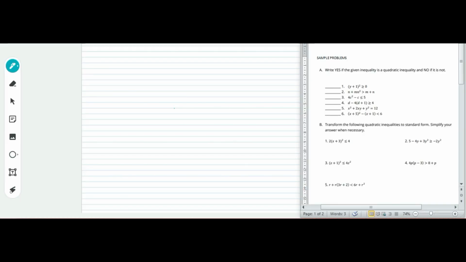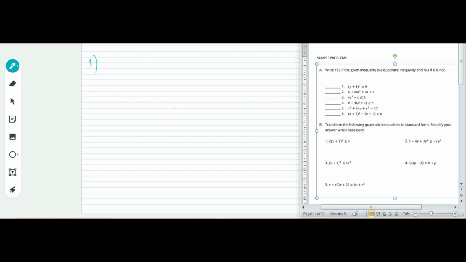More examples about quadratic inequalities is, for example, letter A. Let's answer some questions here. Letter A, write yes if the given inequality is a quadratic inequality and no if it's not. It's very easy to identify lang naman kasi what you need to do is you have to check if it's quadratic. How do you know if it's quadratic? Then it's in the second degree. And how do you know that it's a quadratic inequality? It's aside from being in the second degree, it also has an inequality symbol.